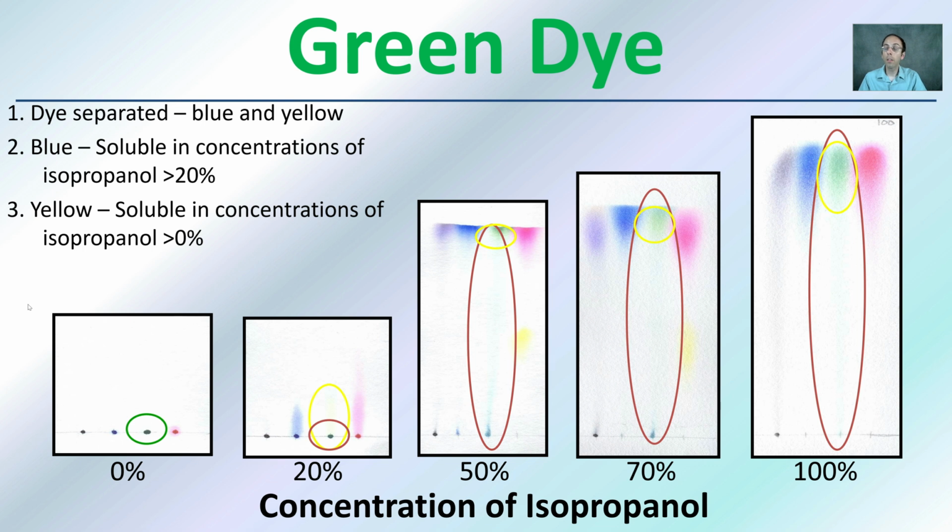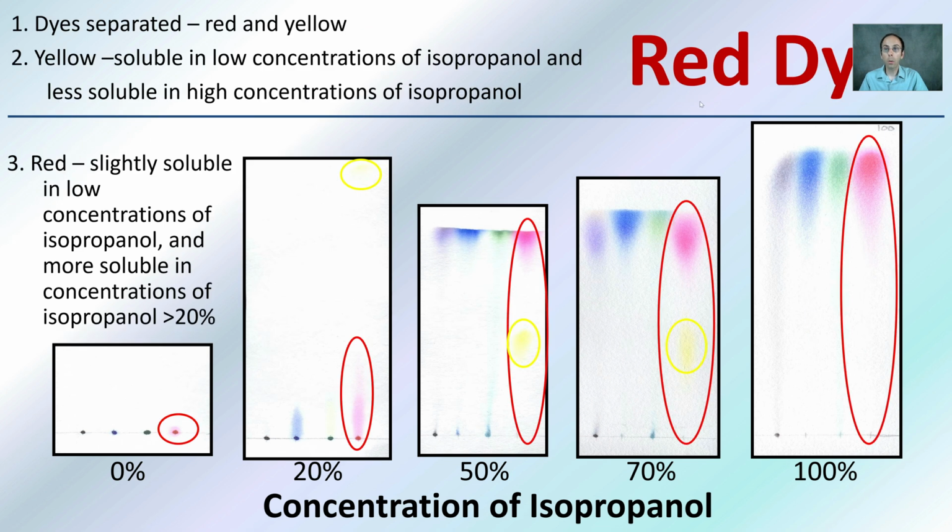The blue is soluble at a concentration of isopropanol greater than 20%. Yellow is soluble at concentrations of isopropanol less than 1%. So you get this mixture of, depending on exactly what you want to separate, exactly what you're looking for, there will be an ideal concentration to look at and to be able to use for your separation process. Lastly, here we have red dyes.